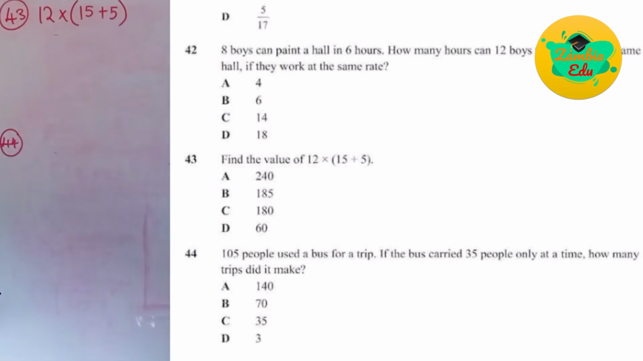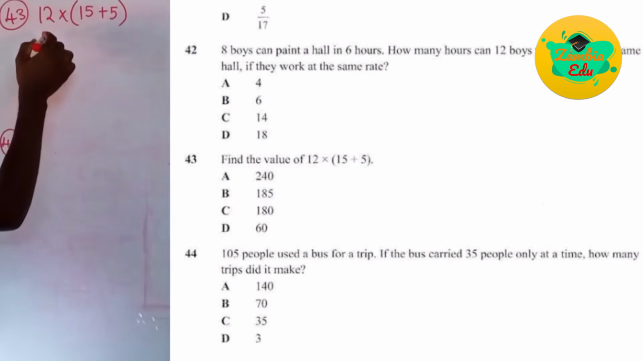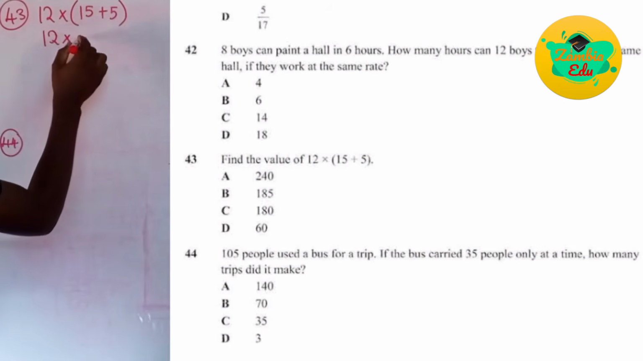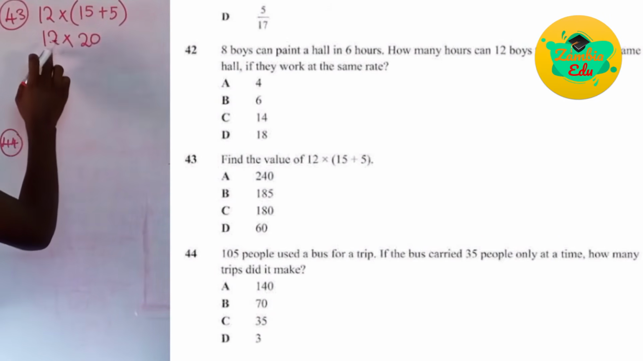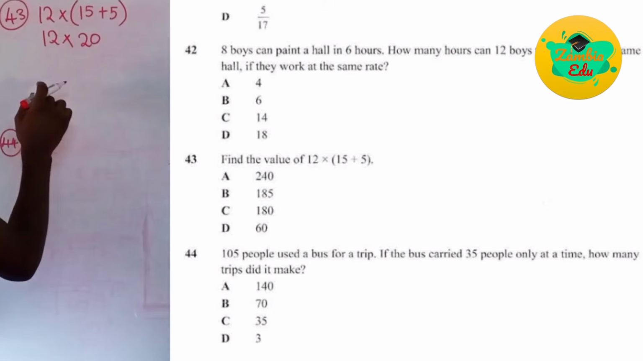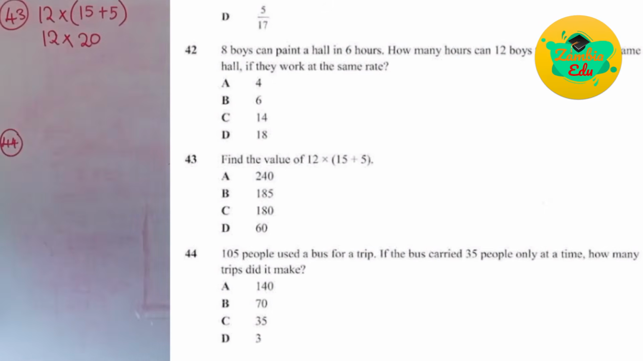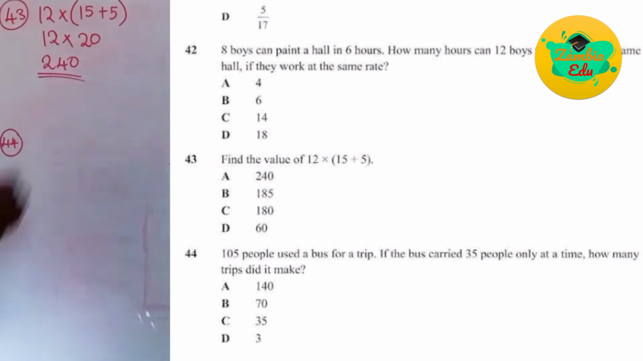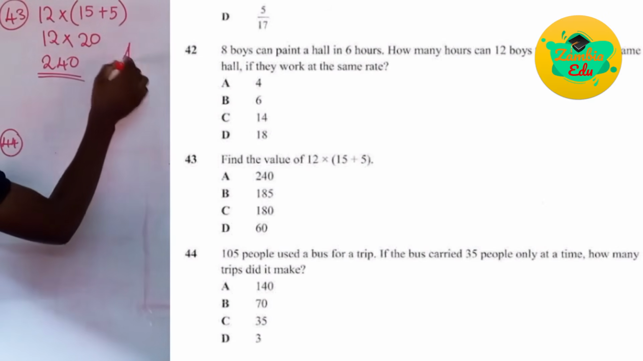Question 43 says, find the value of 12 times open bracket 15 plus 5. So we have our 12 times, and we deal with the brackets first. 15 plus 5 is 20. 12 times 20 gives us 240 as our answer. And if you look at our multiple choice, we find that our 240 was represented by A.